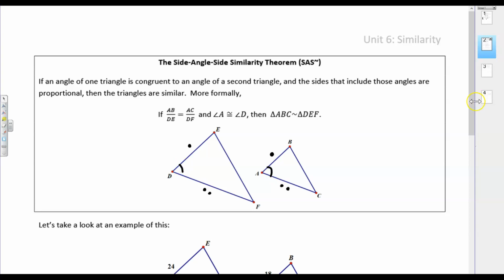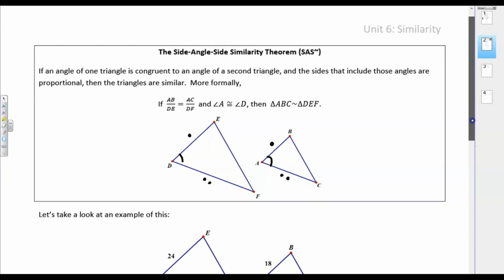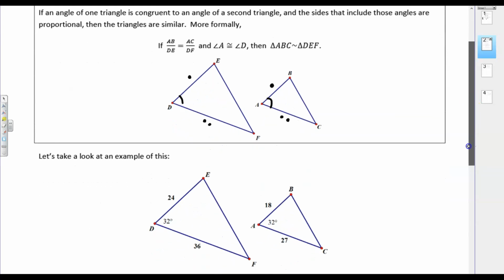Guys, I'm using dots as opposed to tick marks because those sides are not congruent, but they are similar. There isn't a universal sign for similar sides. I use dots just because it helps me track what's going on.